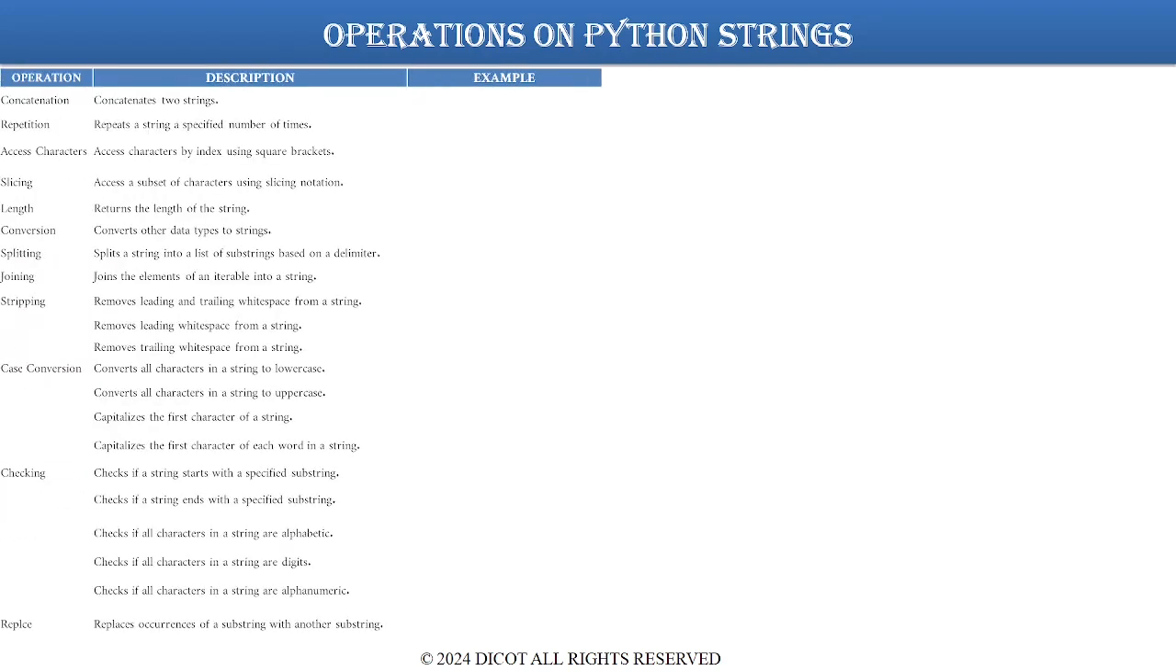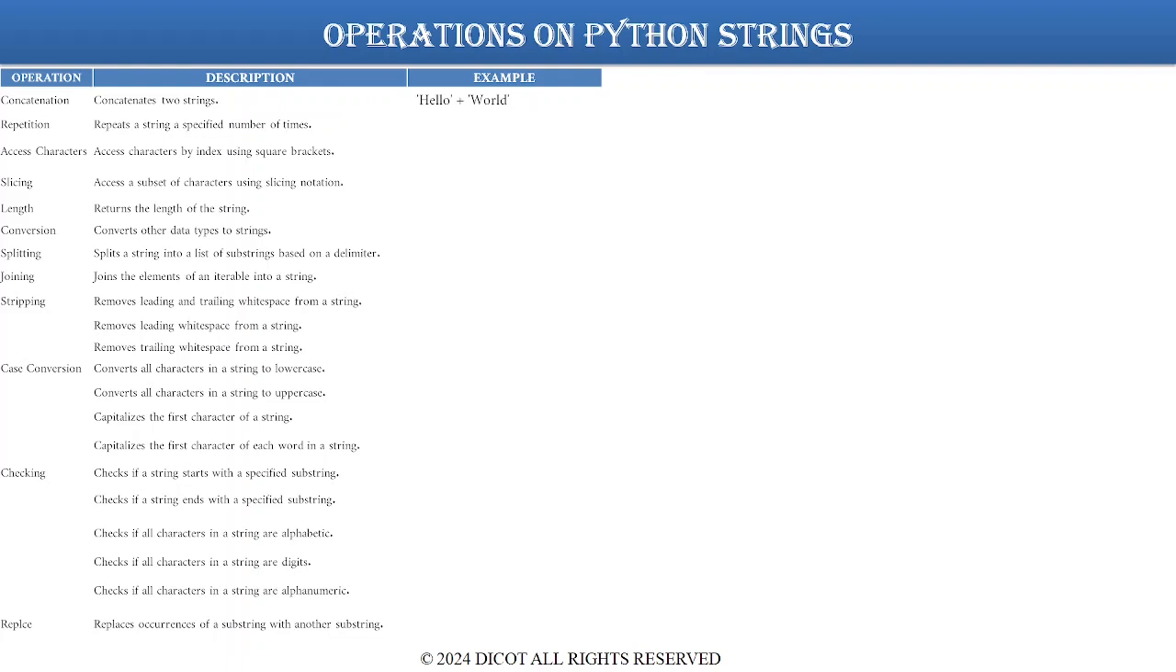In this presentation we will have a discussion on the topic operations on Python strings. Now, let us see the operations that could be performed on strings in Python with examples. Concatenation concatenates two strings using the plus operator. "Hello" plus "world" is "hello world".